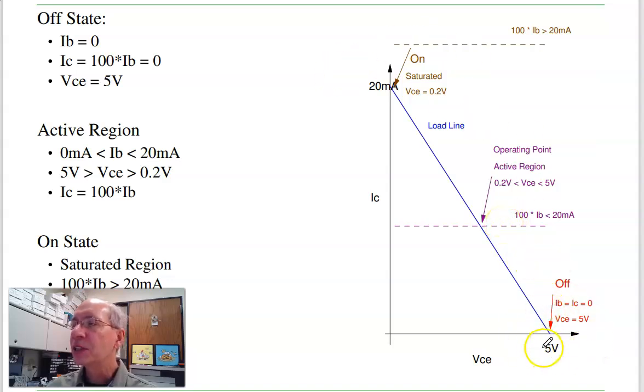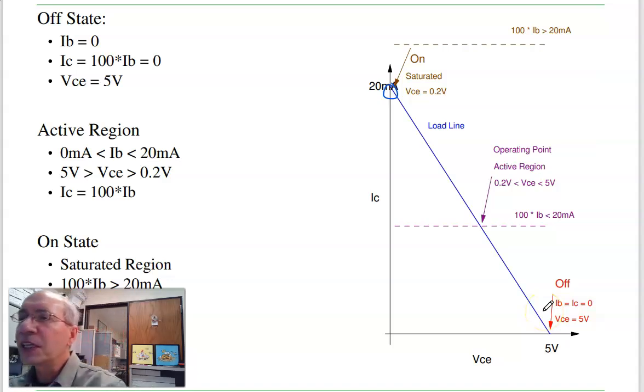Again, off is when the base current is 0. If the base current is 0, the collector current is 0. Saturated is when the base current is such that beta times IB is more than 20 milliamps. And active is in here, beta times IB equals IC, and the voltage is somewhere between 0.2 and 5.